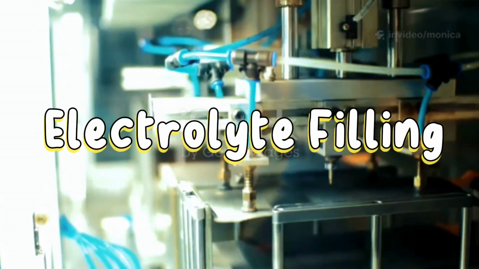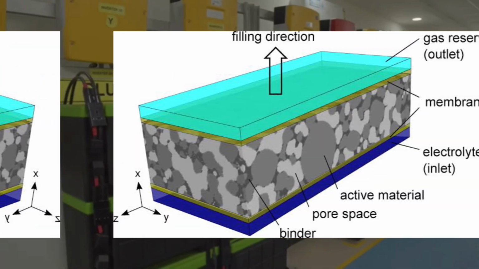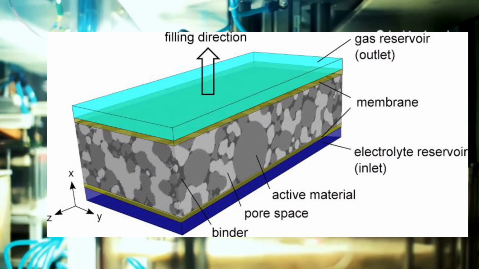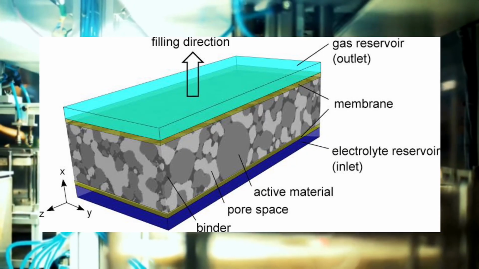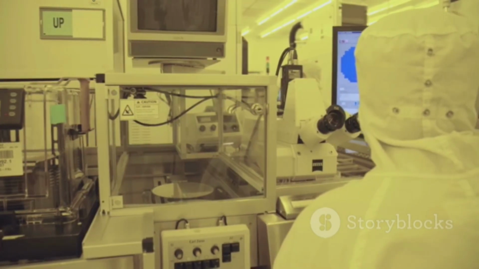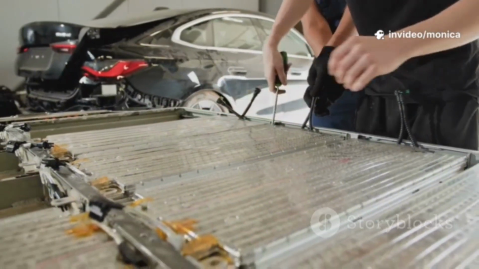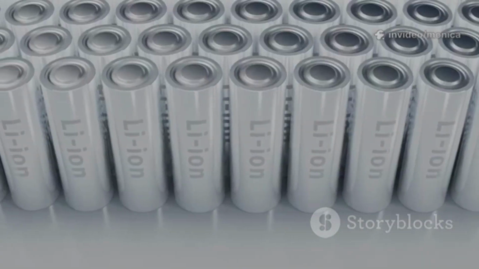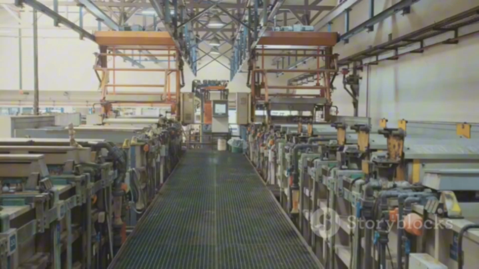Electrolyte filling refers to the process of adding an electrolyte solution to a battery or electrochemical cell. This process is crucial for the operation of various types of batteries, including lead-acid, lithium-ion, and others. The electrolyte facilitates the movement of ions between the anode and cathode, enabling the flow of electric current.